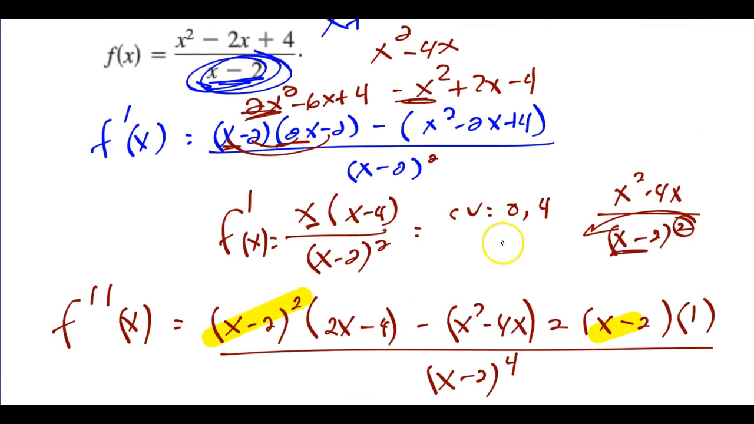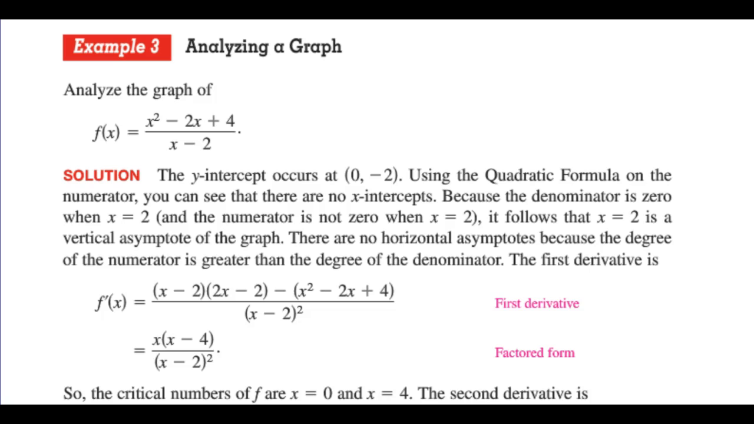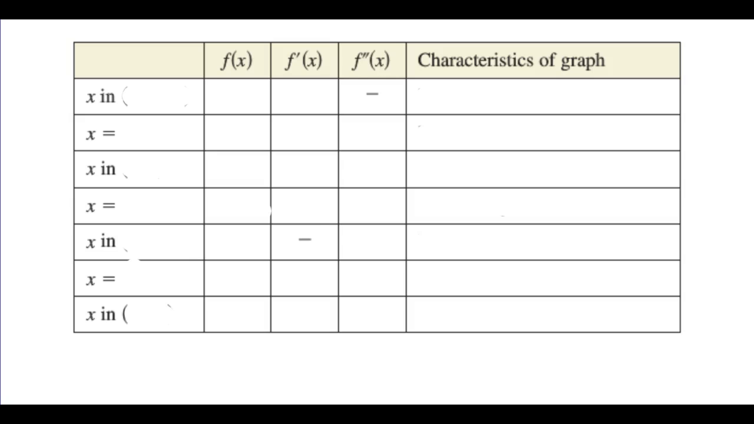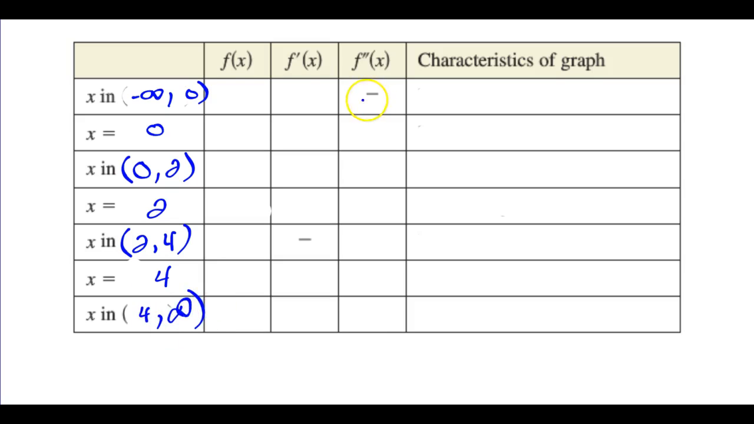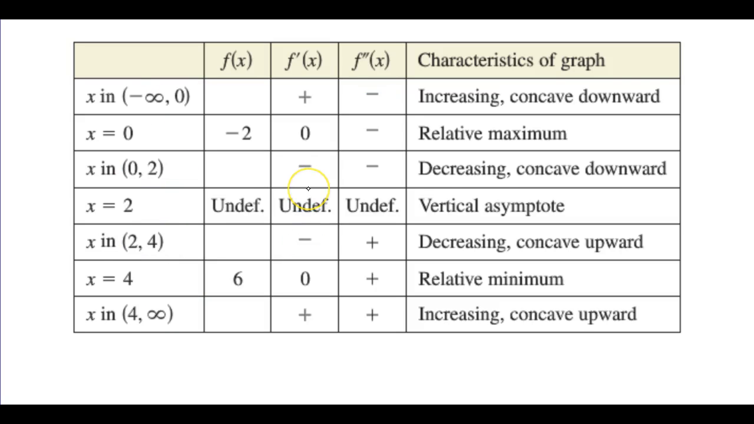And we would have to run our test with 0 and 4 to place them into the chart. Again, I would go from maybe negative infinity to 0, look at 0, and then 0 to 2, and then look at 2, and then 2 to 4, look at that interval, and then look at that 4, and then 4 to infinity, and then fill in the chart accordingly. You can see they've given you a couple hints here if you should be on target. When all said and done, this is what it should look like.